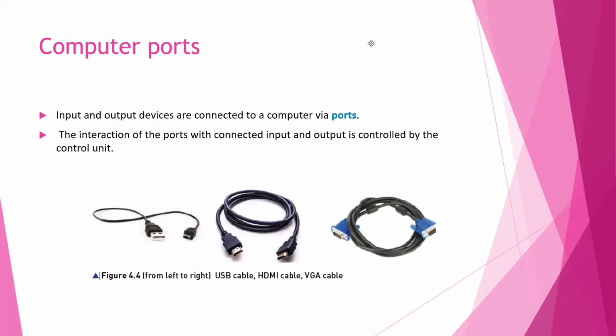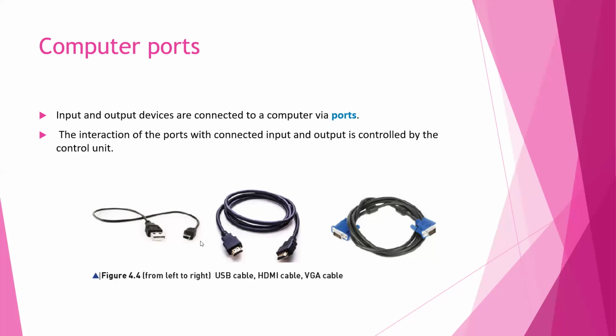Okay, all input and output devices are connected to a computer via ports. So we have different ports. HDMI port is one port. We have the RGB port, we have the USB port, where you can plug in. Now you need to contrast between the two. What are the benefits and what are the drawbacks?